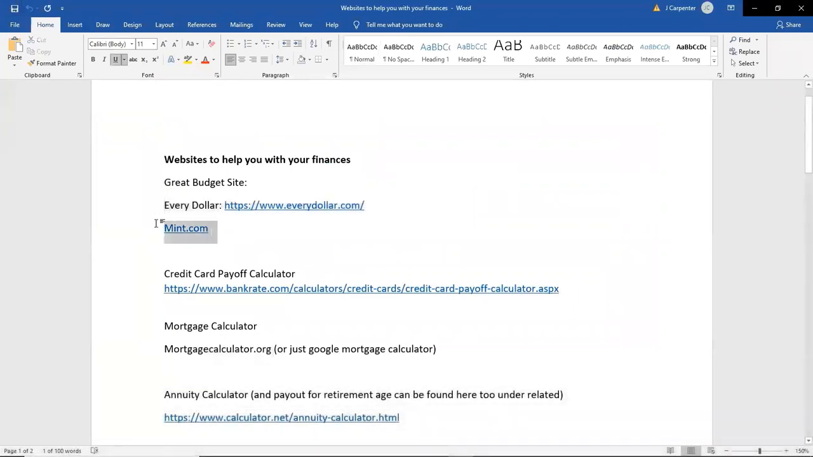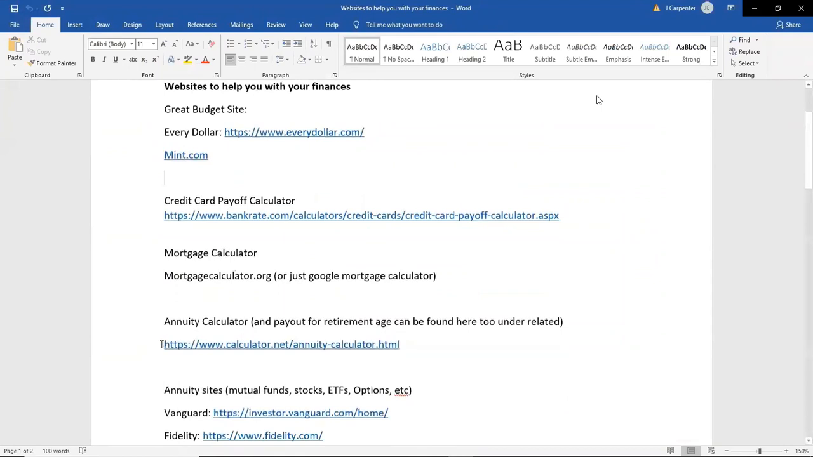Everydollar.com, mint.com, these are great websites to do a monthly budget without having to use Excel, and they might guide you a little better along the way, and they're free. A credit card payoff calculator, which we'll look at later, a mortgage calculator, an annuity calculator, annuity being the type of thing where you invest over and over and over to eventually retire on, not just put a one-time deposit into.